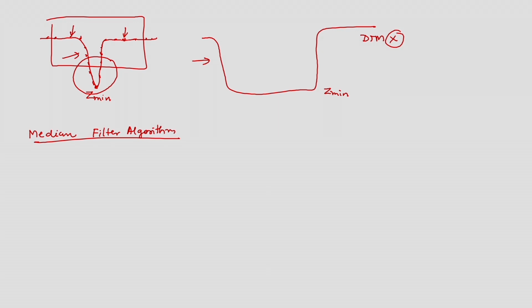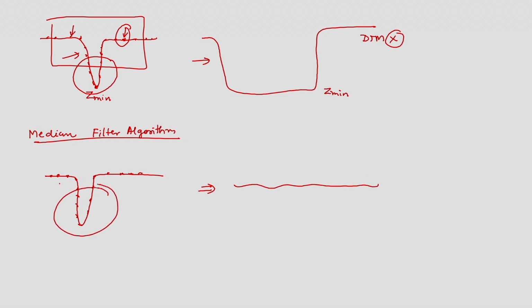Now, if I replace all the points by this median, what will happen? For this kind of terrain where these are points, dTm will be like this. That means I have avoided this complete part, which I know is not very true. So, this is dTm. What is the problem with this median filter?